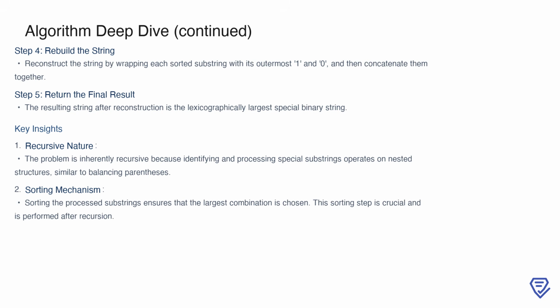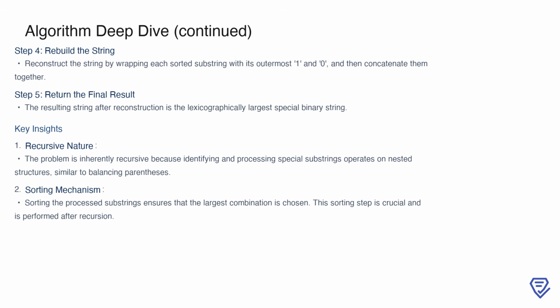After sorting, the algorithm proceeds to rebuild the string. Each sorted substring is wrapped with its outermost 1 and 0, restoring it to a valid special substring. These wrapped substrings are then concatenated together to form the final result. The completed string is the lexicographically largest special binary string derived from the input.